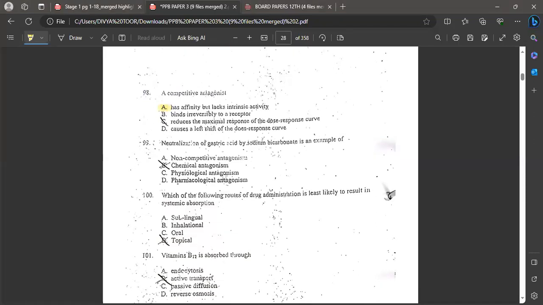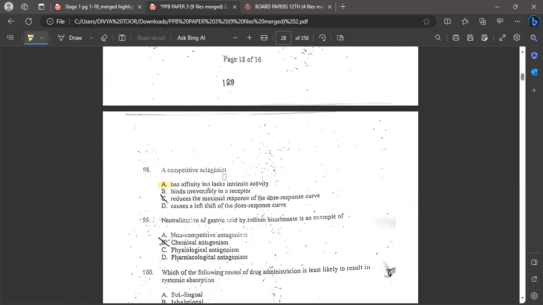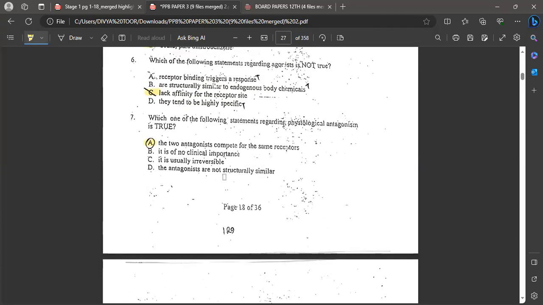Okay. Neutralization of gastric. Sorry, could you just go back to the one about physiological antagonism for a second? Compete. So yeah, you guys have gone with the answer B.